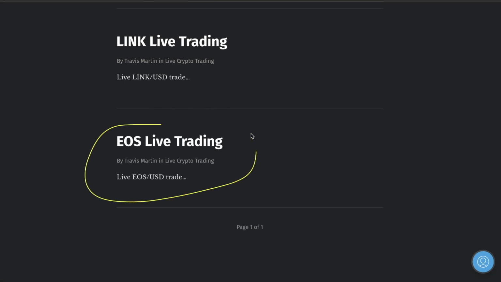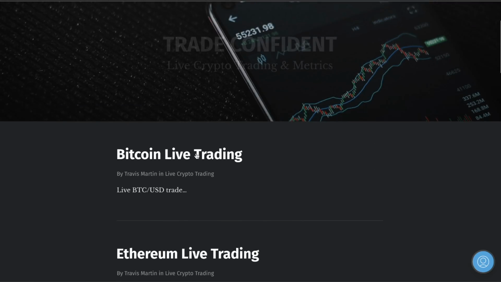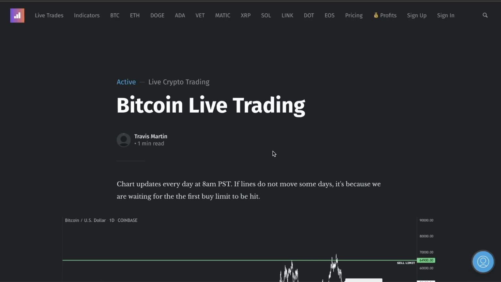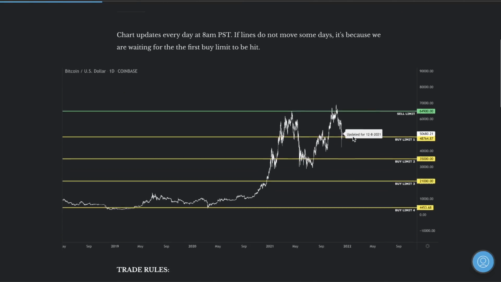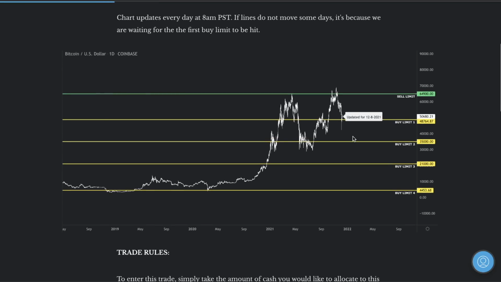If you guys click into here, you will see all of the live buy limits for EOS, all 4 of them, okay, with the sell limit as well. Here's what it's going to look like. I'll use Bitcoin as an example. All right, let's dive in. 8 a.m. Pacific Standard Time, these metrics will update. If they don't update, it's just because I think the first buy limit is still the best buy limit. So make sure you guys are watching for that.